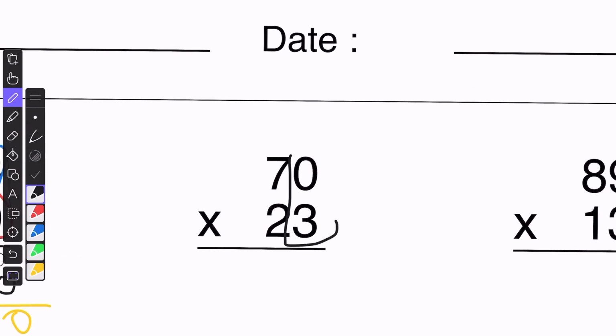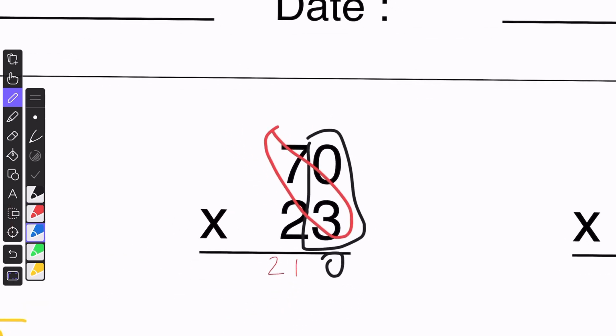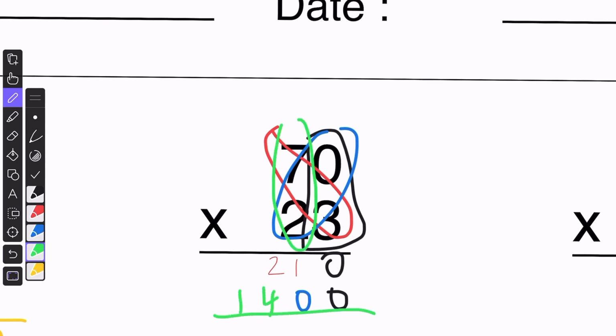So step 1, 0. Step 2, 21. Step 3, always put that placeholder. Let's choose a different color. Step 3, 2 times 0, 0. Step 4, you're just going to write that down since there's no placeholders. This one was pretty easy. There we go.